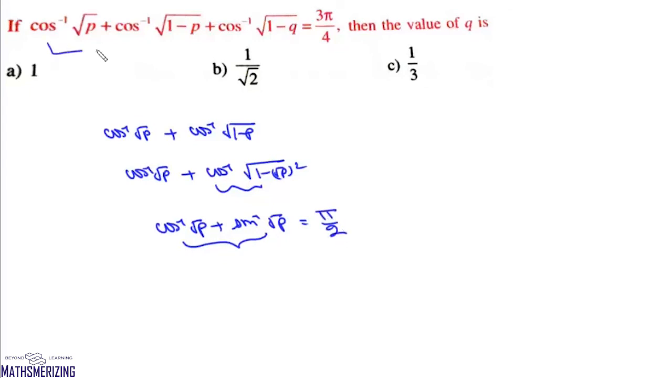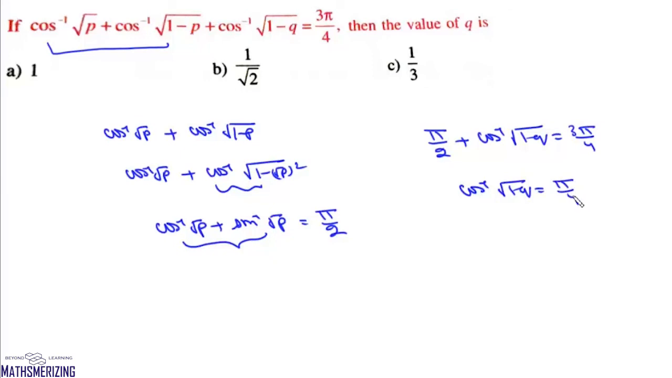So we can replace the first two terms with pi by 2. So it will be pi by 2 plus cos inverse under root of 1 minus q, which is 3 pi by 4. So cos inverse of under root of 1 minus q will be simply pi by 4, and under root of 1 minus q will be cos pi by 4, and it is 1 by root 2. So the value of q is simply 1 by 2, and that's your option D. So the value of q should be 1 by 2.